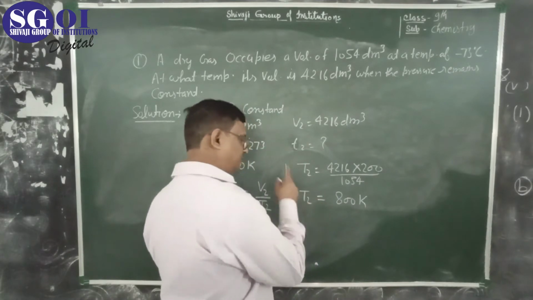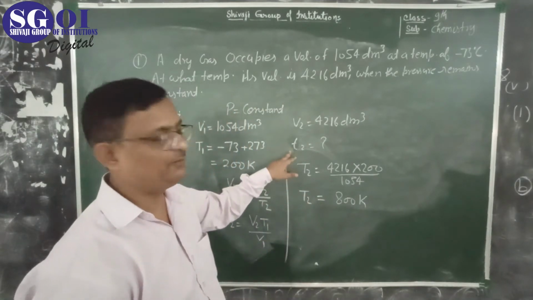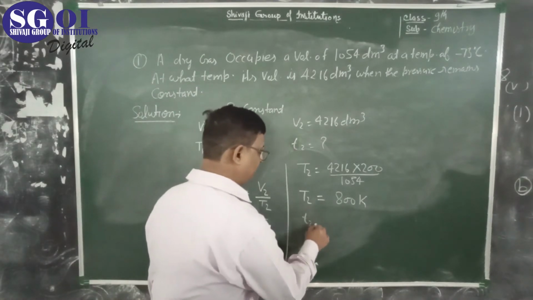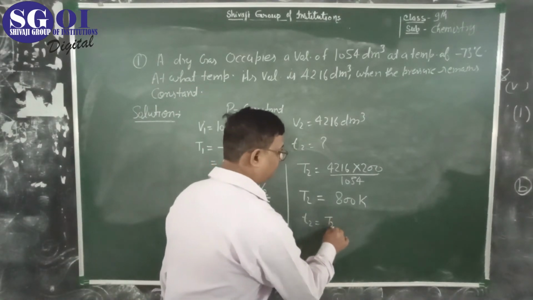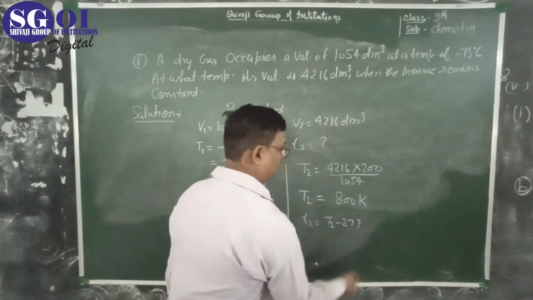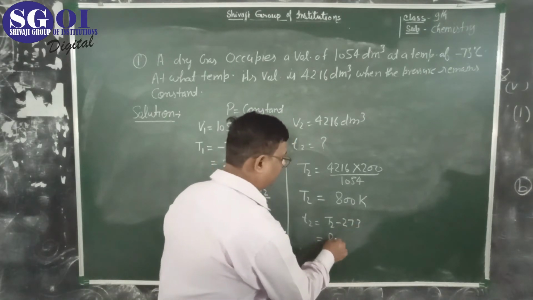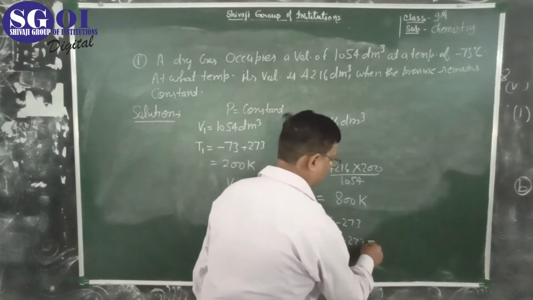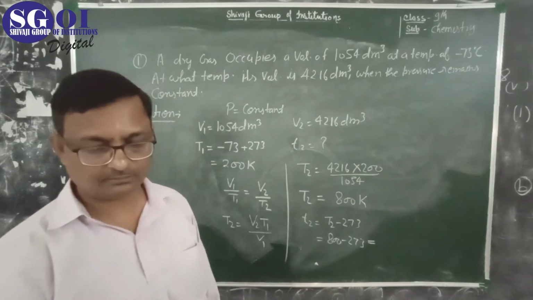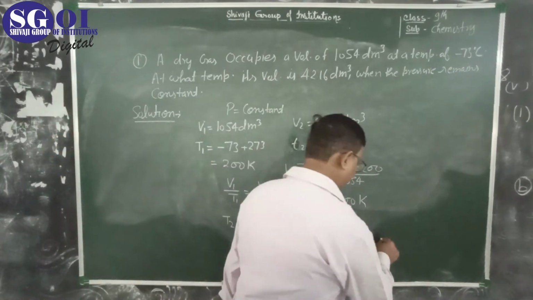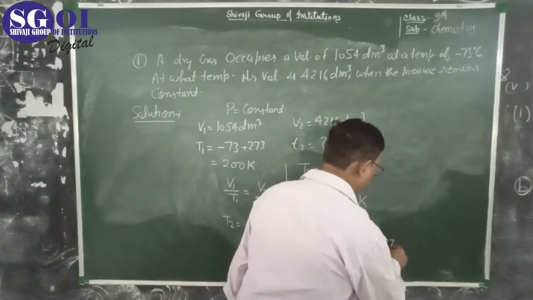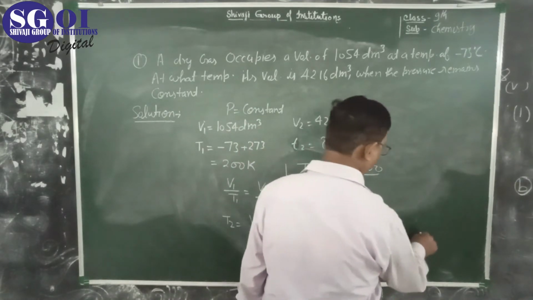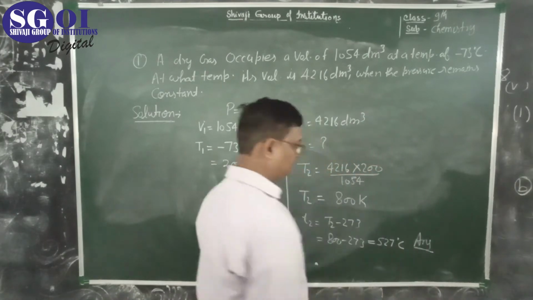This is the absolute temperature, but we have to calculate degree centigrade temperature. So T2 equals T2 minus 273, that is 800 minus 273. This comes out to be 527 degree centigrade. So this is the answer.